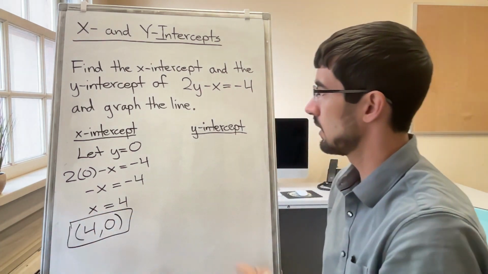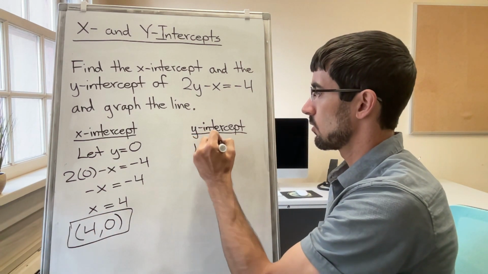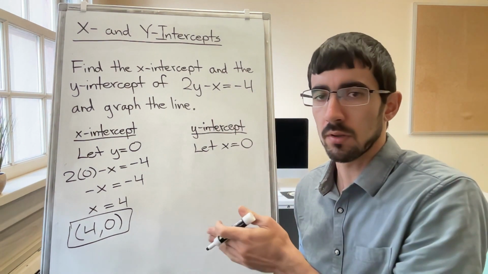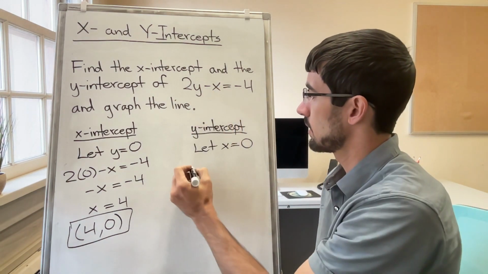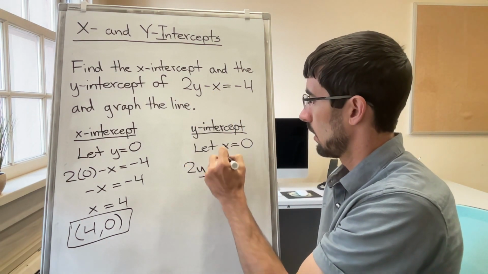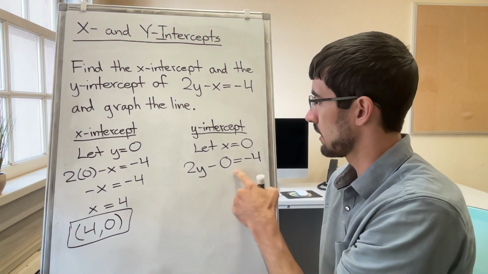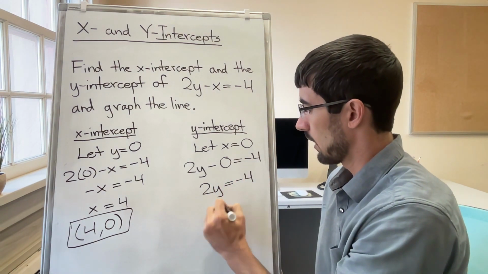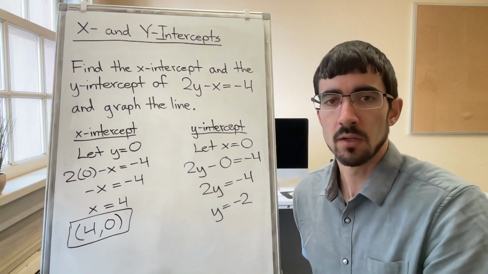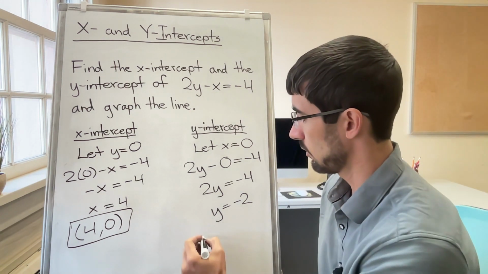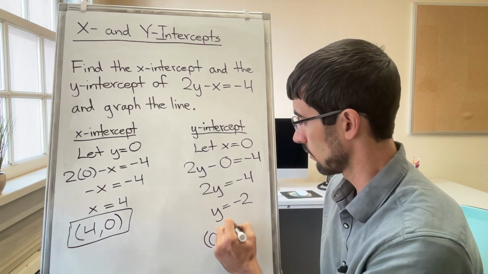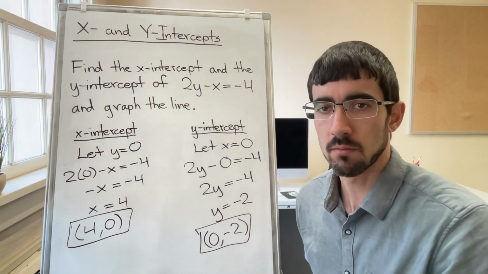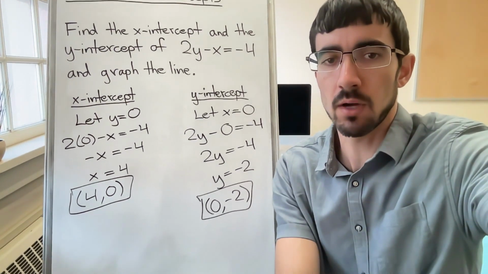Let's do the same for the y-intercept, except the opposite is true. At the y-intercept, x equals 0 because we're on the y-axis. So we're going to let x equal 0 up here, and we're going to solve for y. So 2y minus 0 equals -4, 2y equals -4, y equals -2. So when x equals 0, y equals -2. Write that as another coordinate point, (0, -2). That's our y-intercept. So now all that's left is to graph these two.